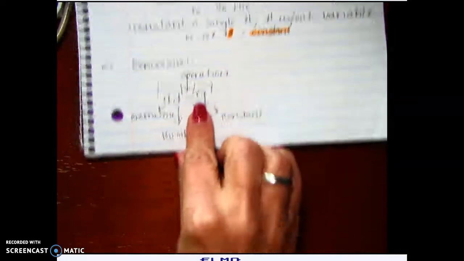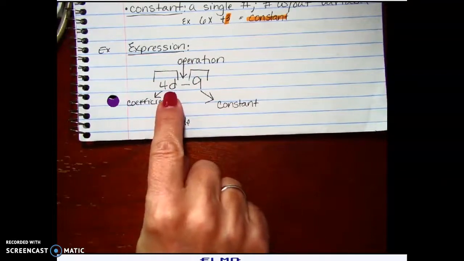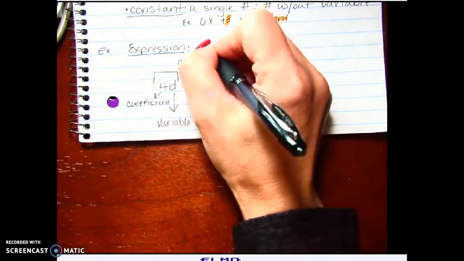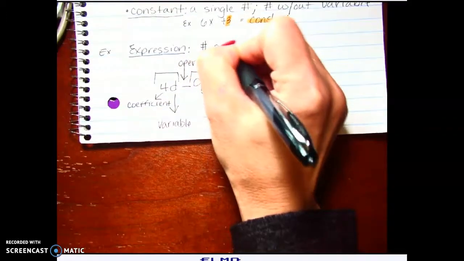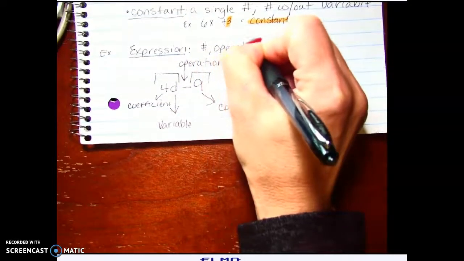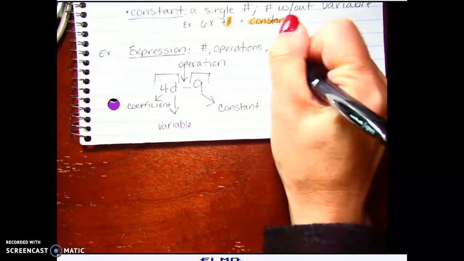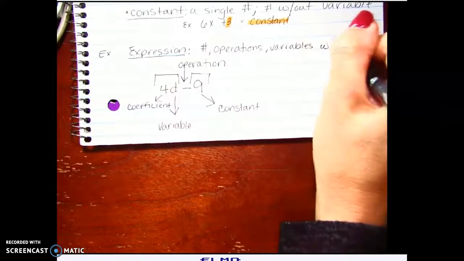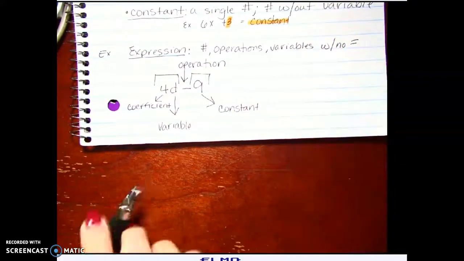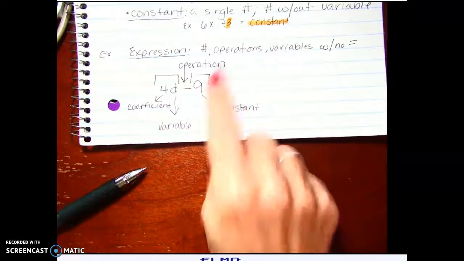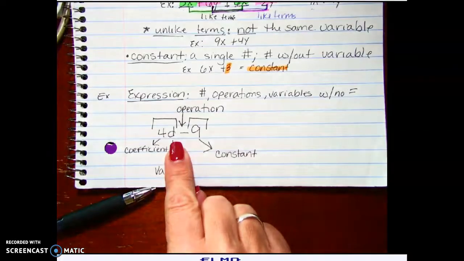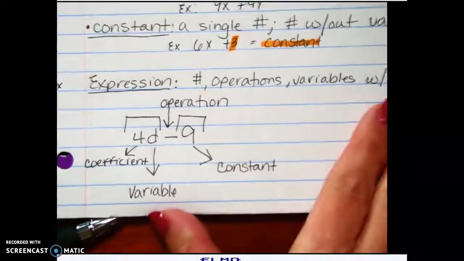So we're going to label and highlight all of this because I've actually drawn an expression. Oh, let's redefine what expression is. It has numbers, operations, and variables with no equal sign. So that is one thing we need to remember. So this is the expression, 4d minus 9. That's what we're going to label. So let's look at this.